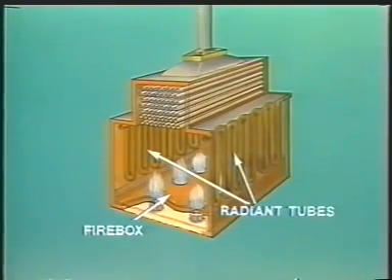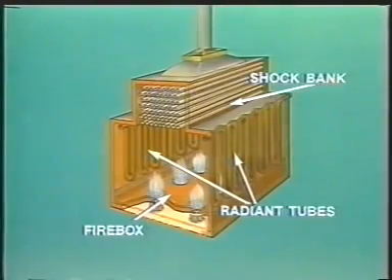The radiant tubes are located in the firebox of the furnace. They're in direct line with the burners, so they receive most of their heat by radiation. The section of tubes above the burners is called the shock bank. These tubes receive both convection and radiant heat.